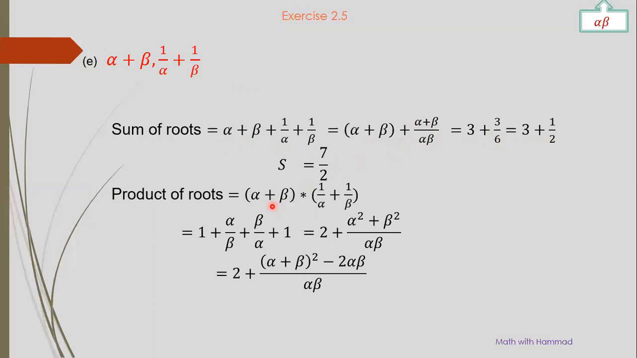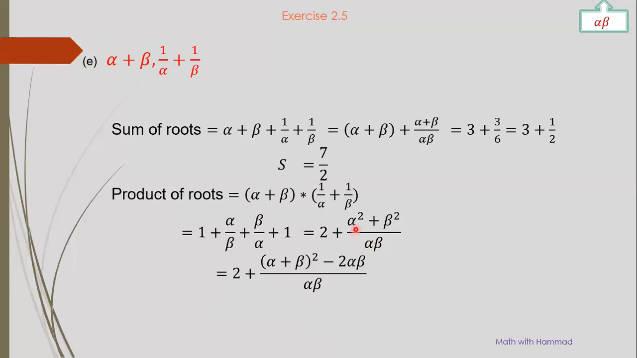Now the product of roots means alpha plus beta into 1 over alpha plus 1 over beta. Multiplying alpha by 1 over alpha, we get 1. Alpha multiplied by 1 over beta gives alpha over beta. Beta multiplied by 1 over alpha gives beta over alpha. And beta multiplied by 1 over beta gives 1. 1 plus 1 is 2. Again taking the LCM of these two terms, alpha into alpha is alpha square and beta into beta is beta square, by alpha beta.